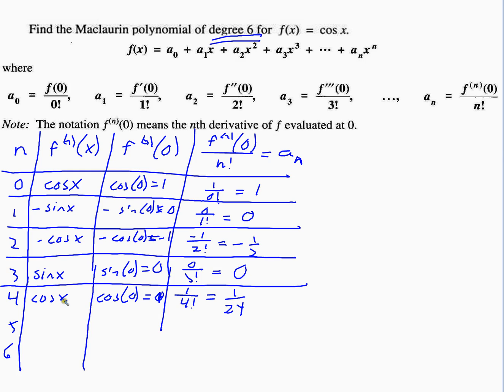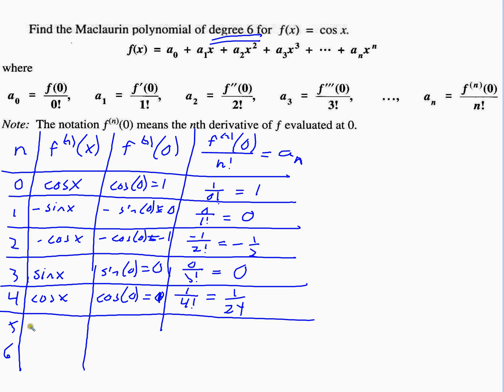Now actually, if you look at this, here's cosine of x and here's cosine of x. So we actually went full circle. And so these numbers are going to repeat. We had 1, 0, negative 1, 0, 1, 0, negative 1, 0. So it keeps repeating because of what happens with the derivative of sine and cosine.